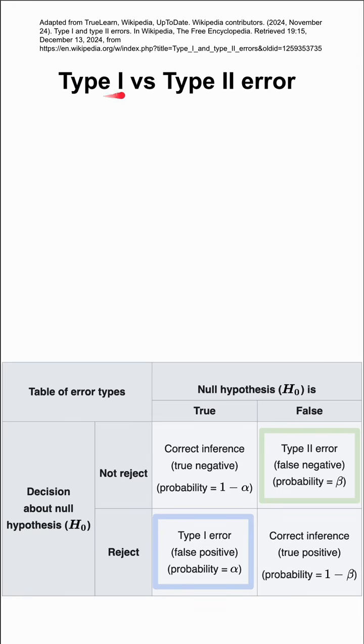This is the difference between type 1 and type 2 error in statistics. In statistics, we also often have a null hypothesis that can either be true or false, and we choose to either reject or not reject the null hypothesis. A type 1 error is when you reject the null hypothesis and the null hypothesis turned out to be true.